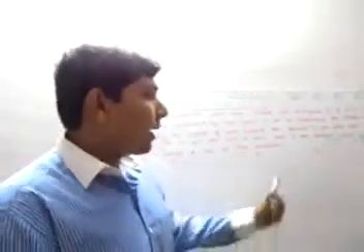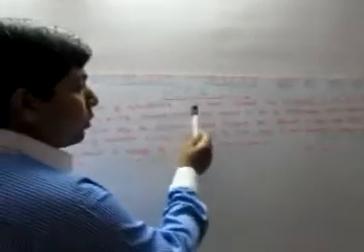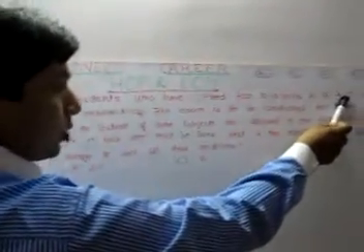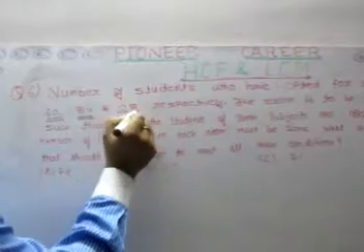Next question is from CAT 1998. The question is: the number of students who have opted for subjects A, B and C, there are 3 subjects A, B and C, are 60, 84 and 108 respectively. The exam is to be conducted for these students.